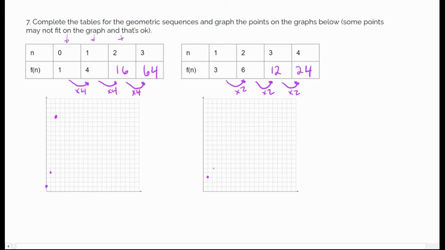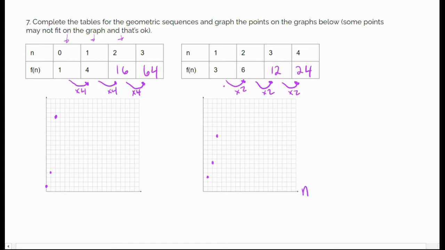When n is 2, my f of n is 6. When n is 3, f of n is 12. So 1, 2, 3, 4, 5, right there. And then for n equals 4, it's 24, which ends up being off the graph somewhere up here. And again, we're not connecting those.